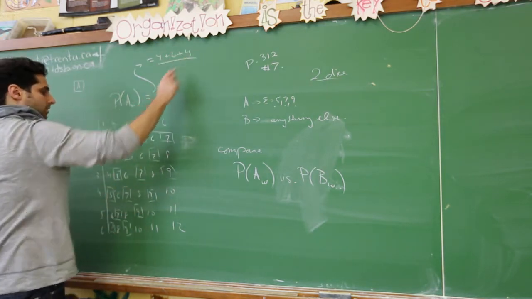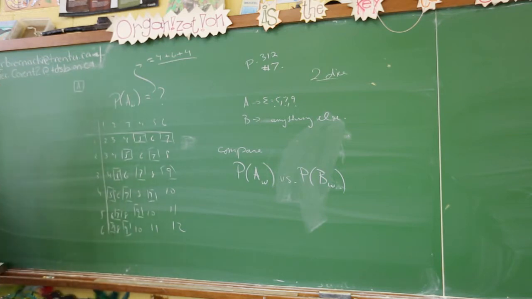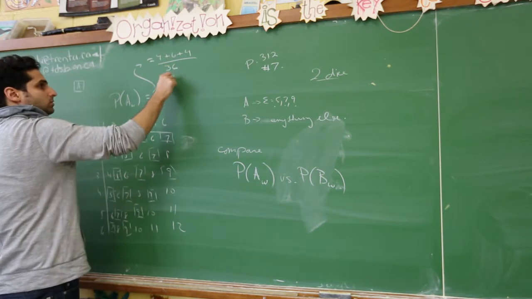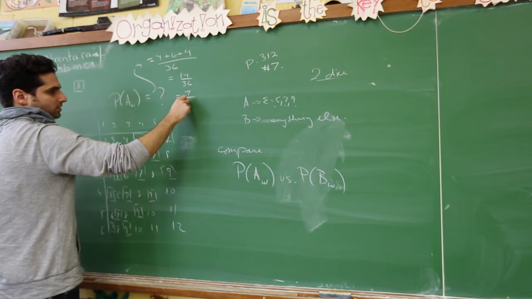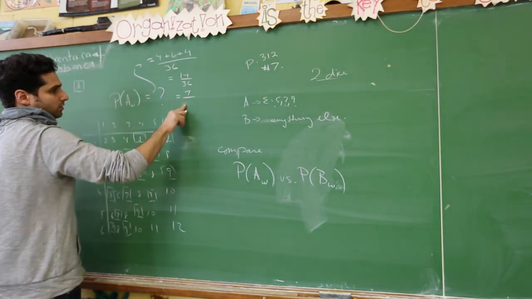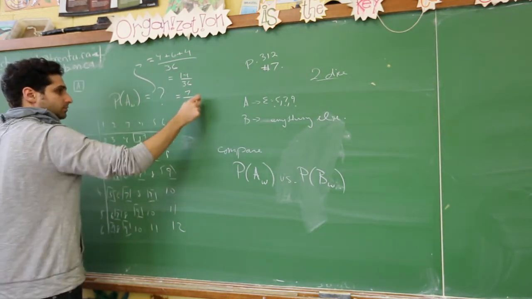And what you have to divide that by is the universe of possibility, which is all of these outcomes, which is 36. So we have 10 and 4, which is 14. Cut in half is 7 over 18, and that's it.